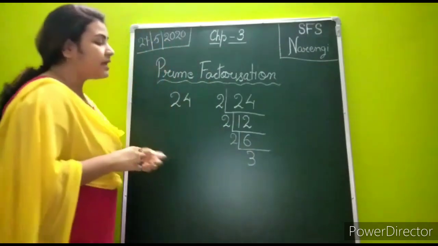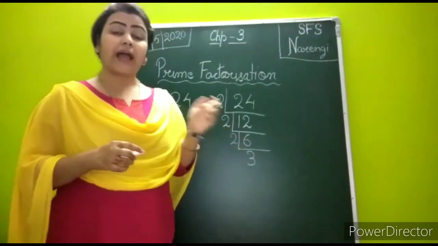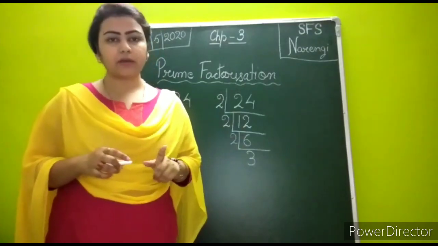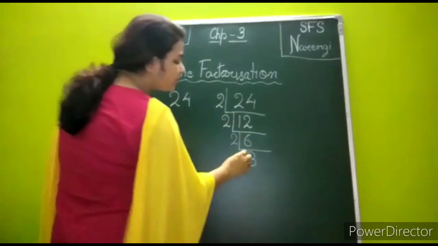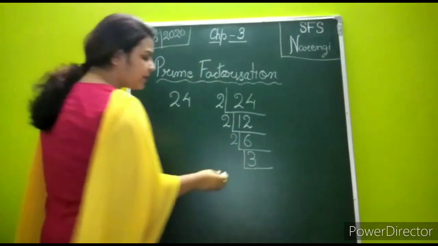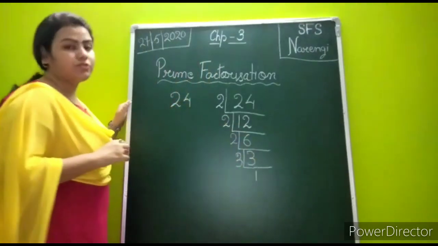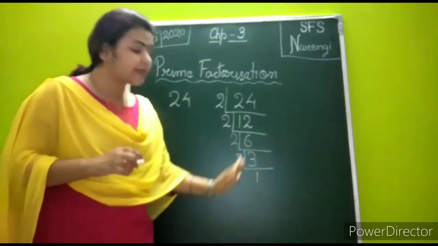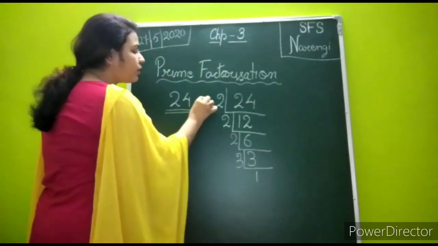Now you tell me, is 3 divisible by 2? No. And 3 itself is a prime number. That means 3 is divisible by 3 only. Also, which is the next prime number after 2? It is 3. So, 3 1s are 3. Now, this makes our prime factorization of the number 24 complete.